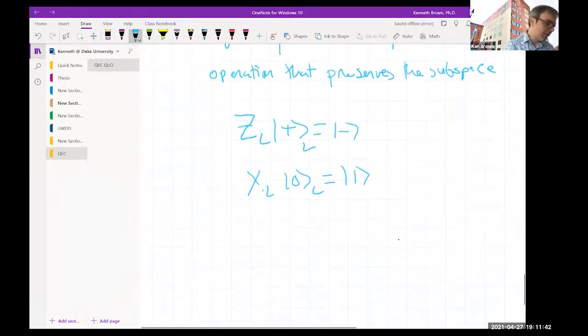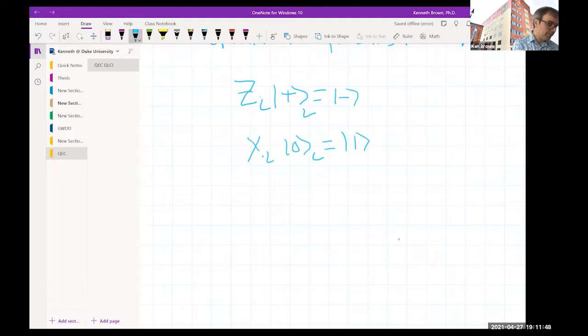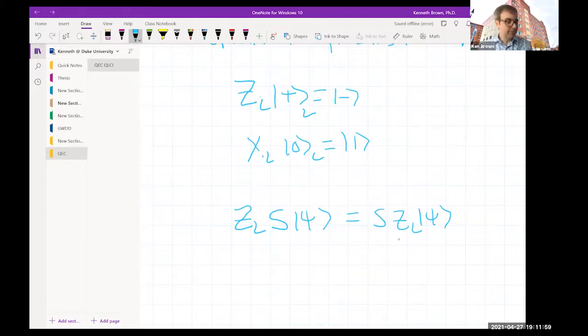And by preserving the subspace, we know that they have to commute with the stabilizers, because the stabilizer will always just do nothing on the code space. So if applying the logical operator first and then applying a stabilizer is different than applying the stabilizer and then the logical operator, then basically you can show that what you thought was the logical operator doesn't keep you in the code space.